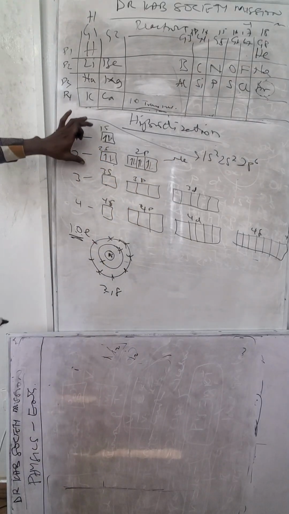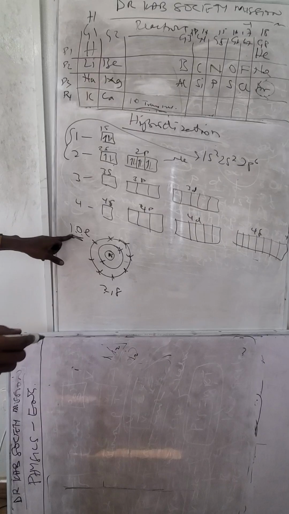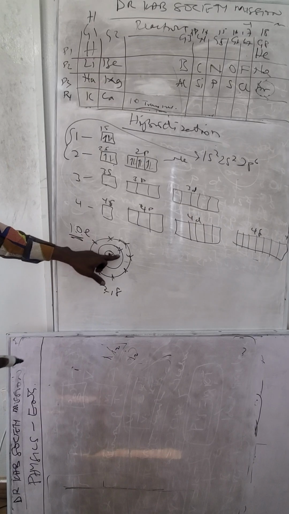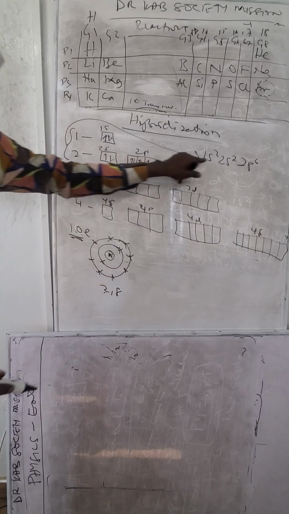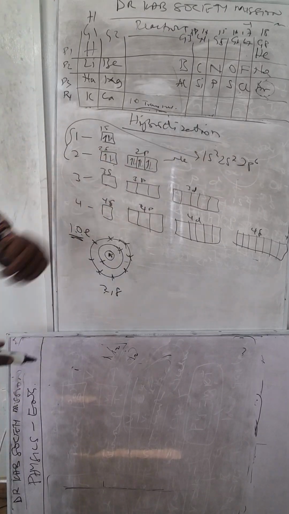Okay. So that is it. Neon has 10 electrons. If you represent it by this method, the KLM method, that is it. Electronic configuration, this is the answer. You can use this one too.